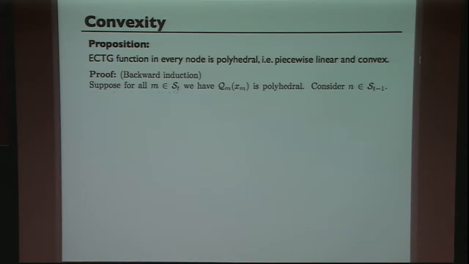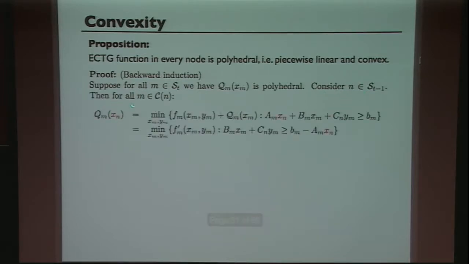So suppose we look at stage T. We look at all the nodes in stage T, and suppose the cost-to-go functions of those nodes are polyhedral functions. Okay, so consider a node which is in stage T minus 1. Then for all m which are children of n, this Qm, this is not the calligraphic Qm, right? So Qm of xn is this problem, where you have minimized the cost of the variables in node m, plus the cost-to-go function in node m, subject to these constraints, where these constraints only depend upon xn, which was the ancestor node. Remember, this is a function of xn.